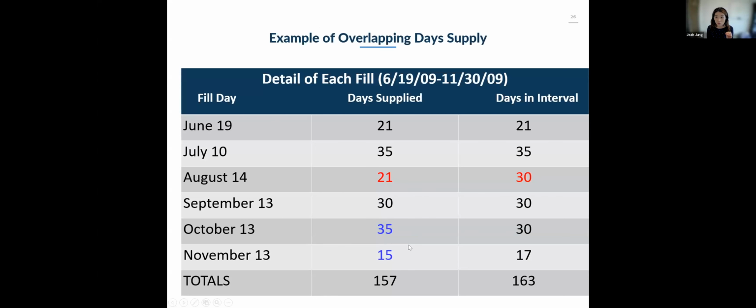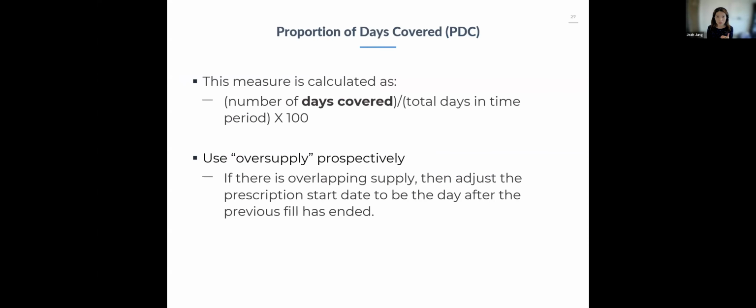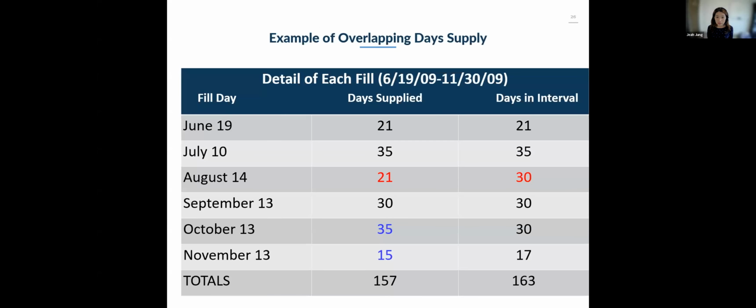So in order to compensate or address this limitation of an MPR measure, people came up with this PDC measure, proportion of days covered. Now, this is days covered. What this measure does is that when oversupply happens, they apply this oversupplied portion only prospectively, which means that these 5 pills left over in October cannot go back to early September to fill in this non-adherence in the early period.